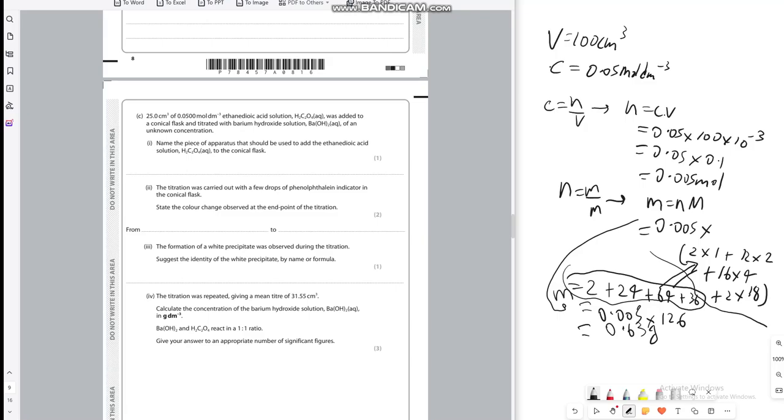The formation of a white precipitate was observed during the reaction. Suggest the identity of the white precipitate by name or formula. Now C2O4 is there, barium was added, so barium oxalate, BaC2O4, has to be the formula of the precipitate which is formed. Right, we'll move on to the next part.